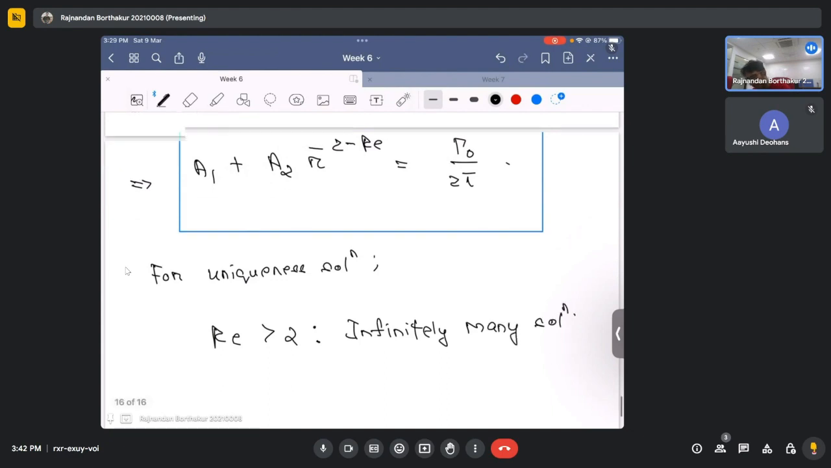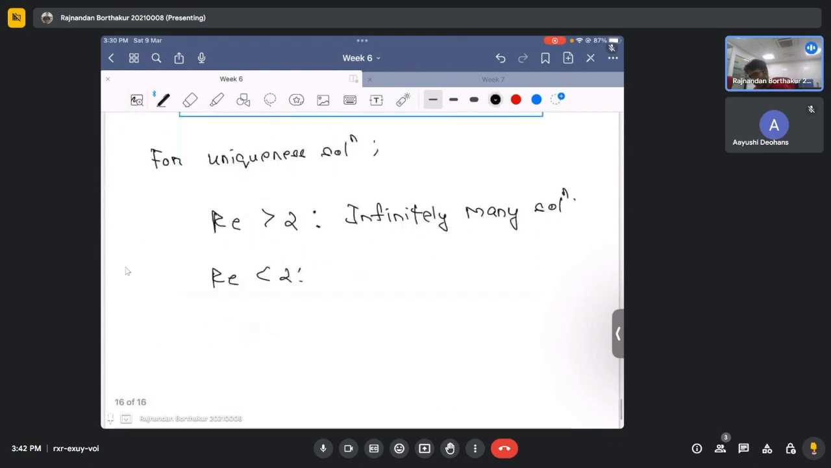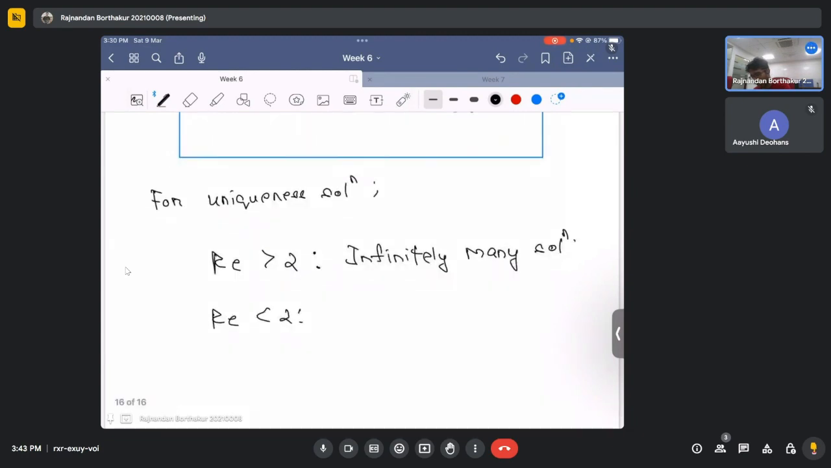However, if Re is less than 2, then what happens? Then 2 minus Re will always be greater than 0, right? So at r bar tending to infinity, this term will always blow up, which means the only way to have a constant on the right hand side is that A2 has to be equal to 0. I hope this is clear. We did this analysis many times in the previous problem as well. If it's not clear, just stop me at any point of time.